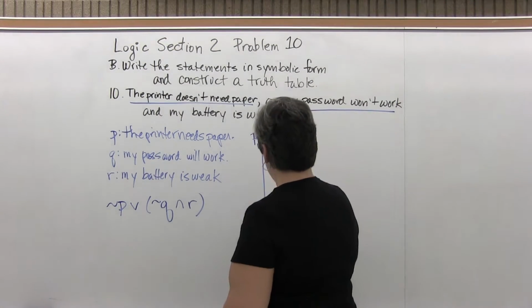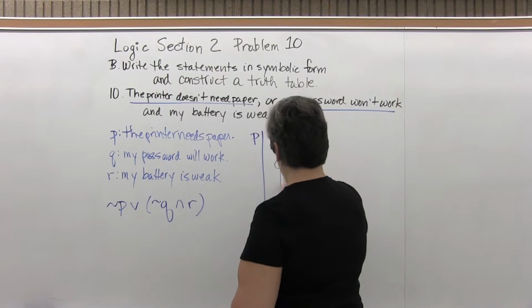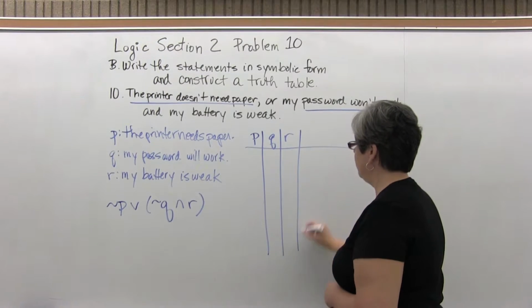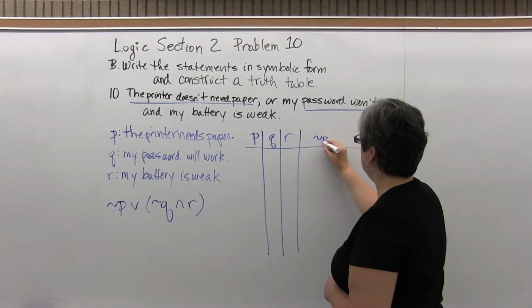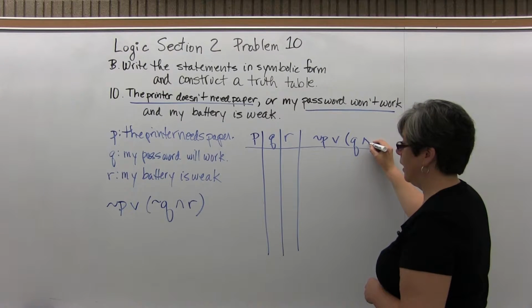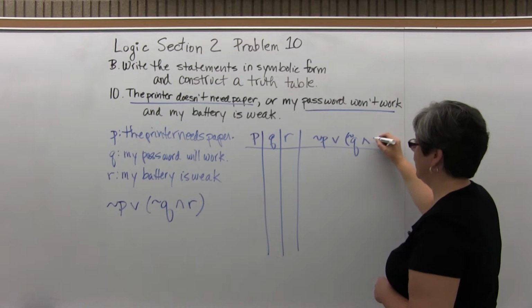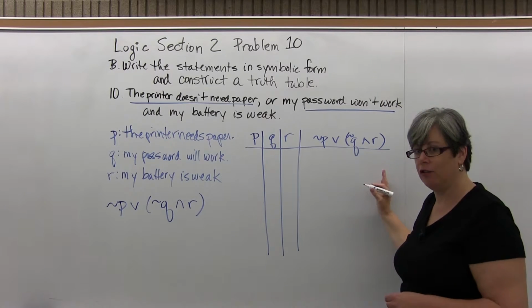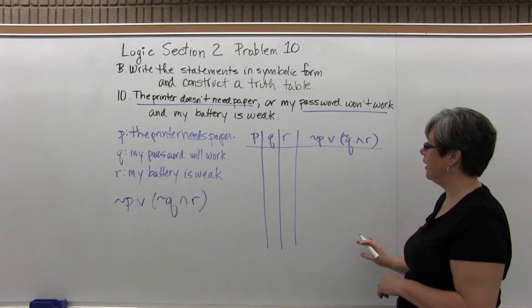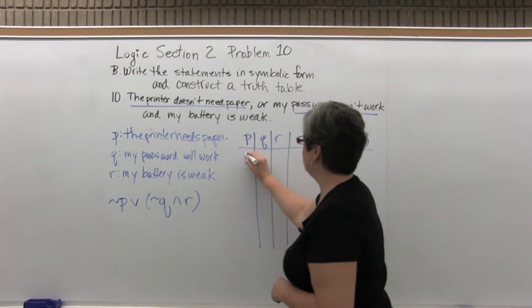We'll need three columns, P, Q, and R. And our statement, negation P, or negation Q and R. Always check as you go. It's easy to just get wrapped up in doing the long problems and skip some steps. Let's get our truth values in.